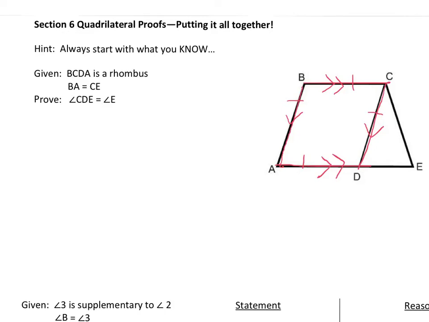So I start by labeling what I know, and then I also know that BA, so this, equals CE. Okay? So it asks me to prove that angle CDE equals angle E. Once these proofs start to get a little more complicated, we're going to want to start thinking backwards. So start with what we know and then see what we need to prove. What I want to prove is that angle CDE is equal to angle E. I'm going to put it in green because I don't know if that's true yet, but that's what I'm working towards. And so I'm going to start with my 2-column proof.